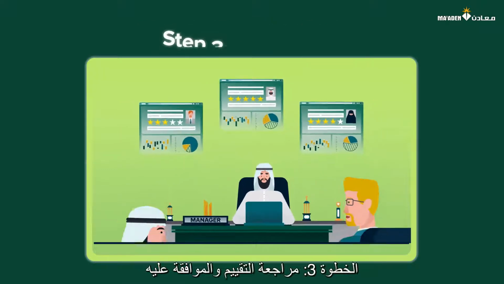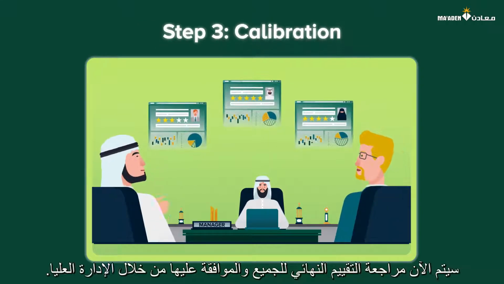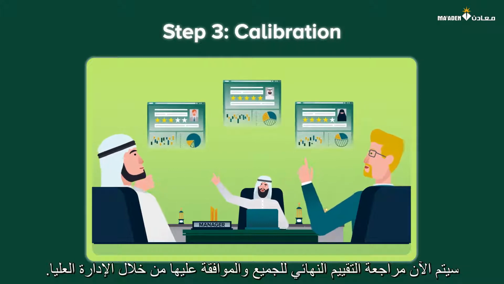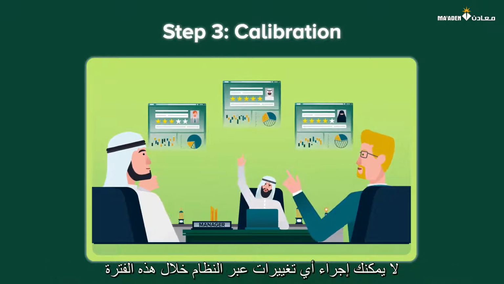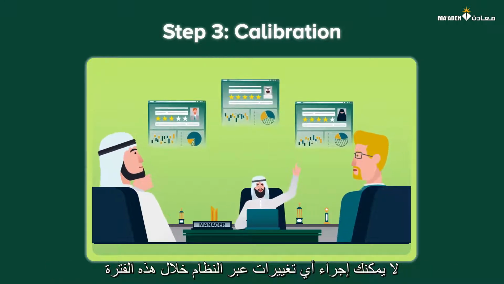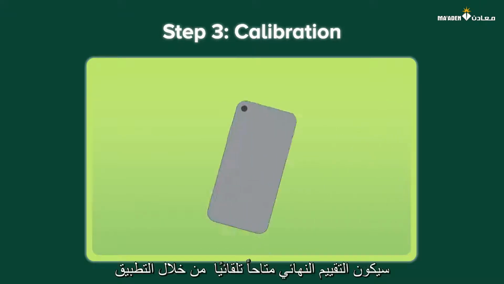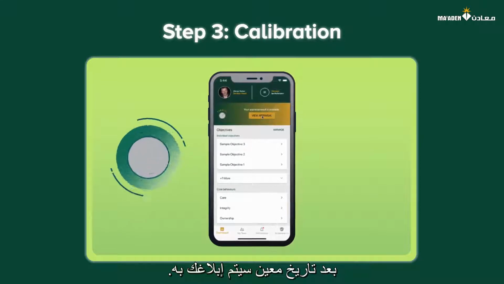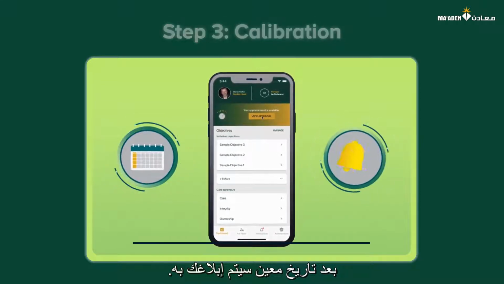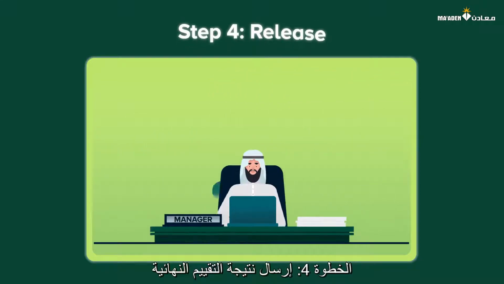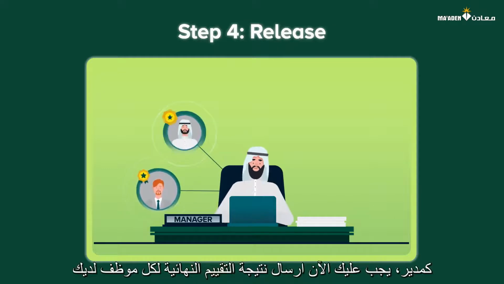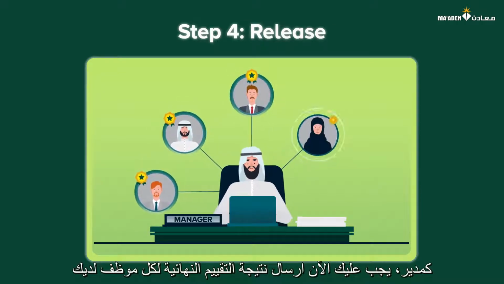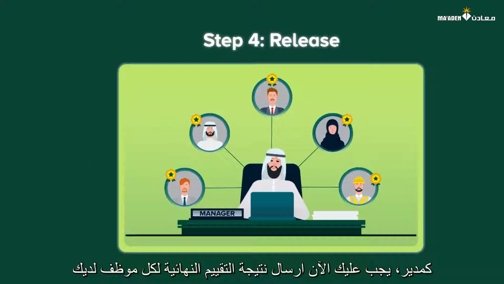self-rating. Step 3. Calibration. Scores will now be reviewed and approved by line functions. You cannot make any changes via the system during this time. The final appraisal will automatically be available in the app after a certain date that will be communicated to you. Step 4. Release. As a manager, you now need to release the scores to each of your employees.